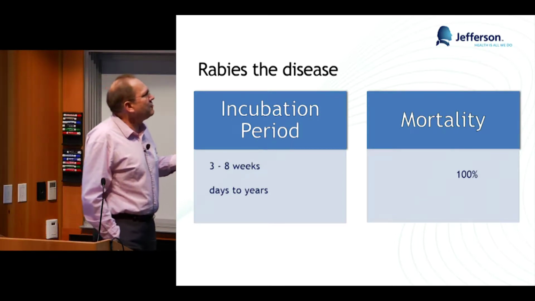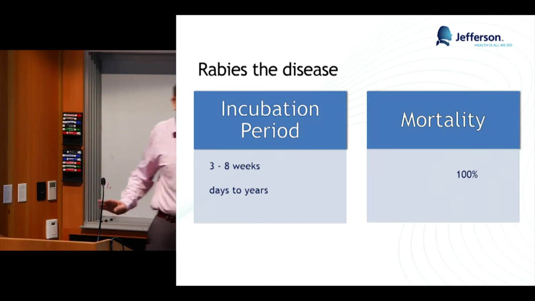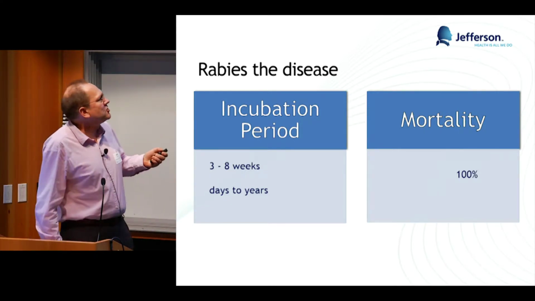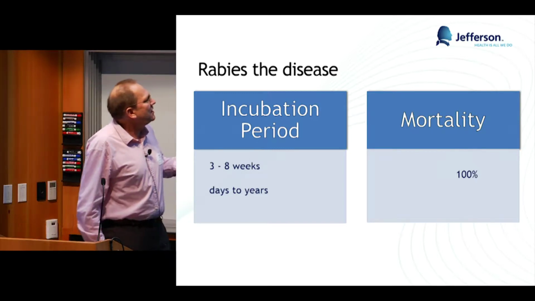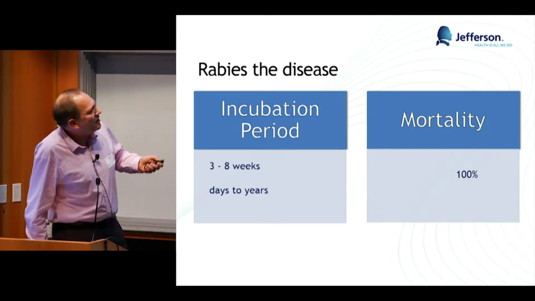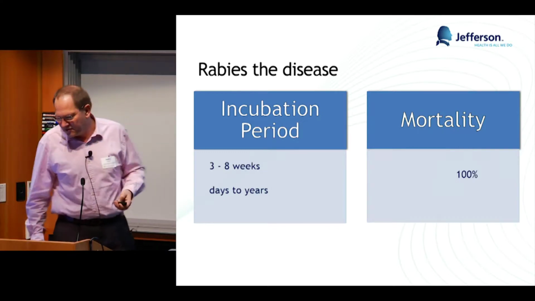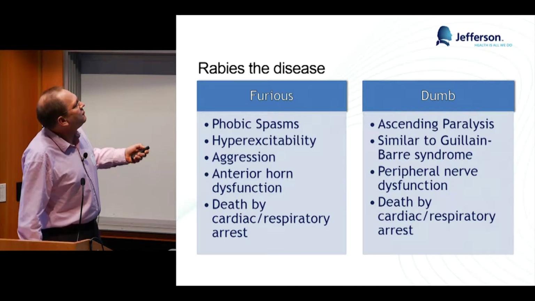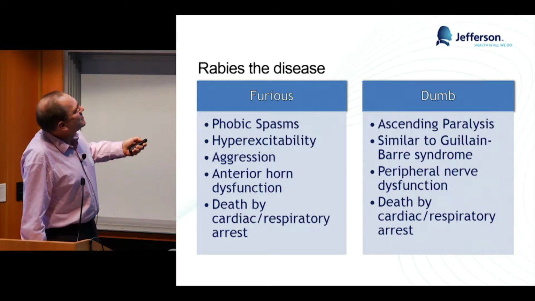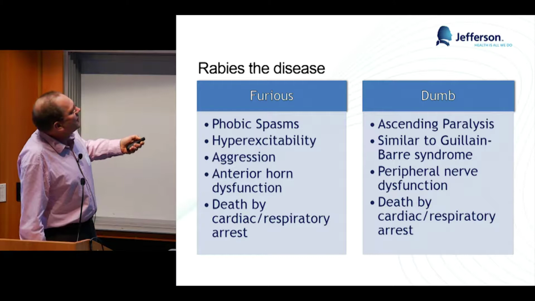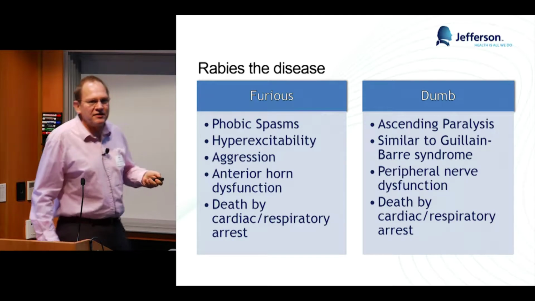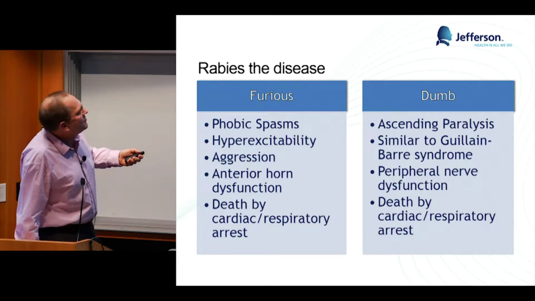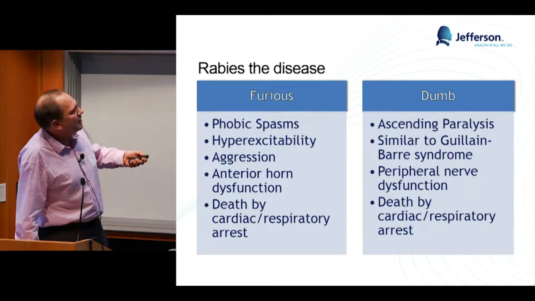Incubation time, 3 to 8 weeks. In general, there are descriptions of cases after 2 years. It's true, but mostly it's 3 to 8 weeks. After the incubation time, mortality is 100%. Again, furious and dumb, which means you have this hyperexcitability, that's aggression, that's how the virus actually gets transferred by the aggression and biting. In both cases, you have death by cardiac or respiratory arrest.